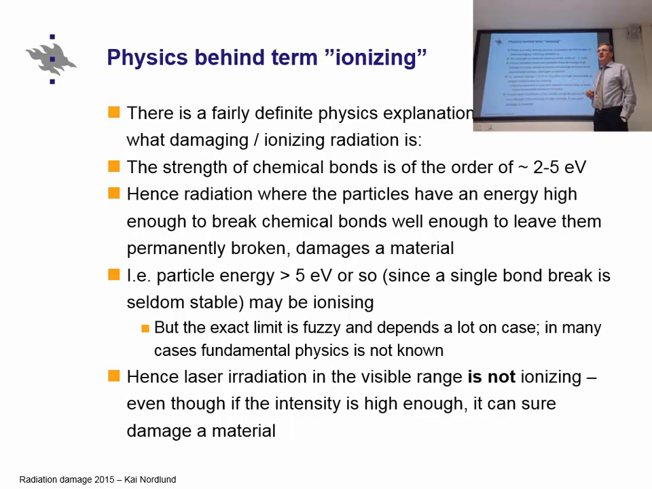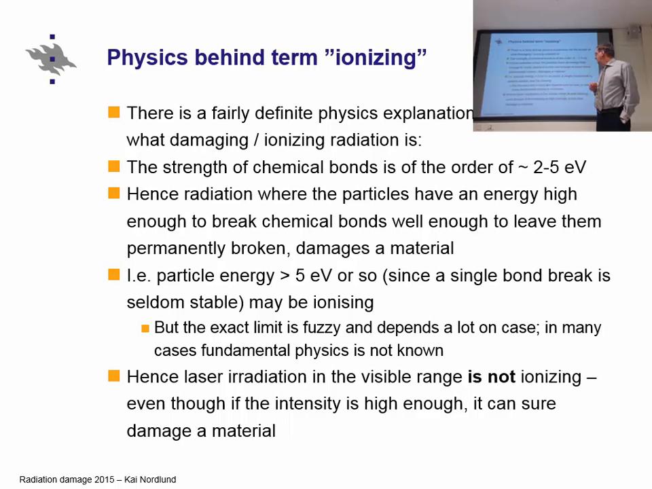Strictly speaking, it's not the particle energy which determines it, but whether the particle can give the electrons this energy of 5 eV. But this is also not an exact limit, and depends on the case. And actually, in many cases, we don't fully know this. Describing this basic ionization process from a real physics first principles viewpoint is very difficult, and in most cases hasn't been achieved yet.